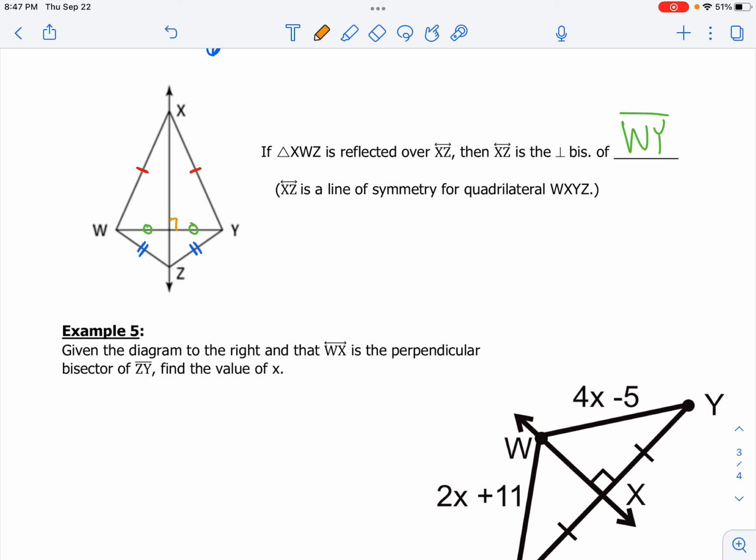And then just because part of our target 1 was on symmetry, I thought it'd be nice to remind you that we do have a line of symmetry. We practiced that in target 2.1.